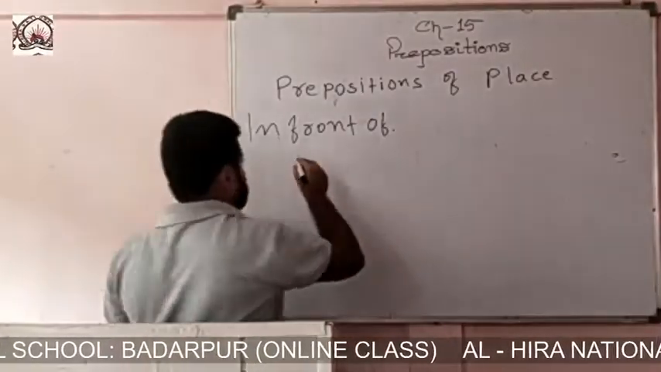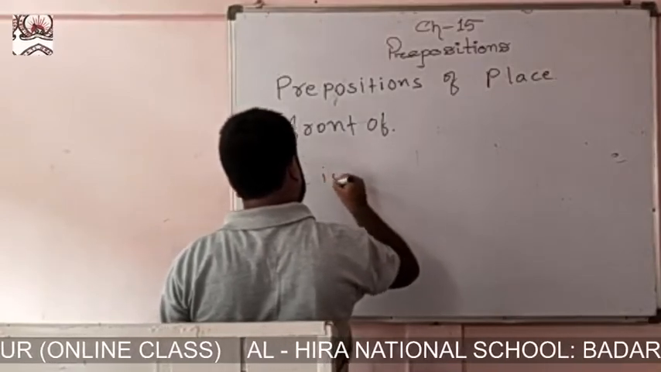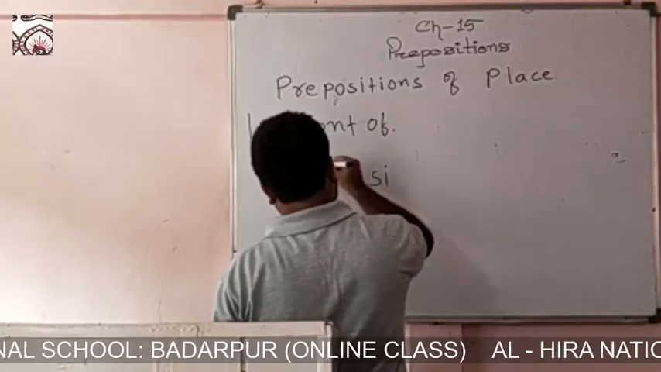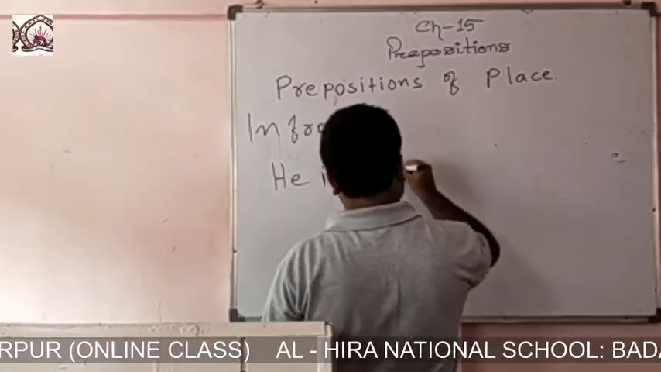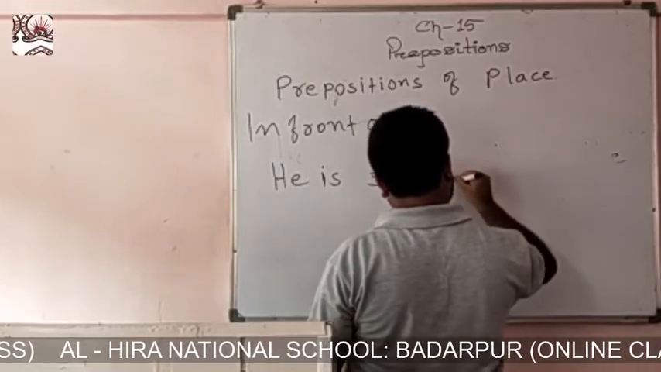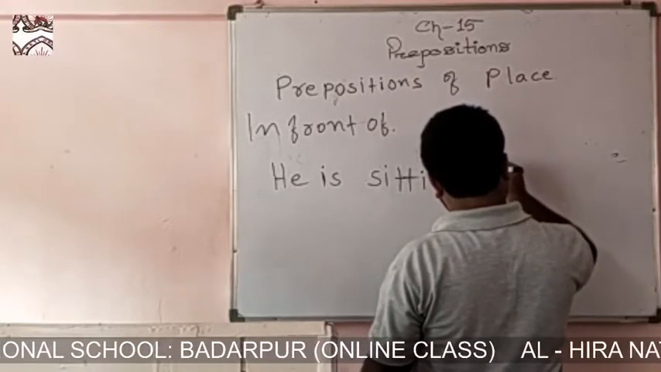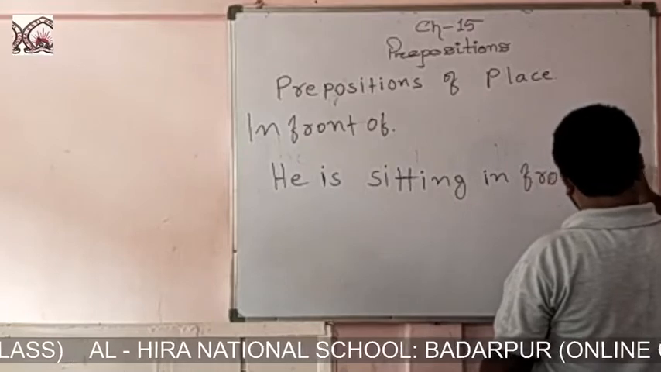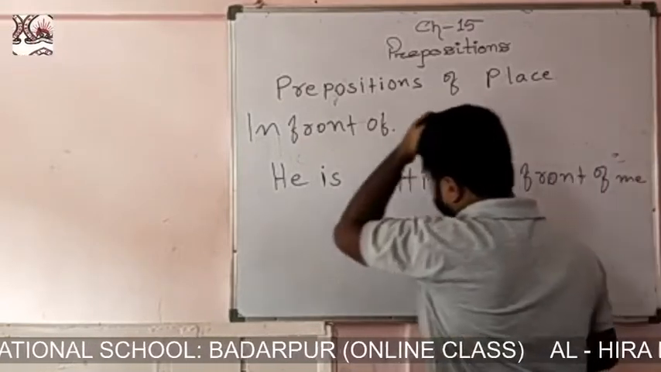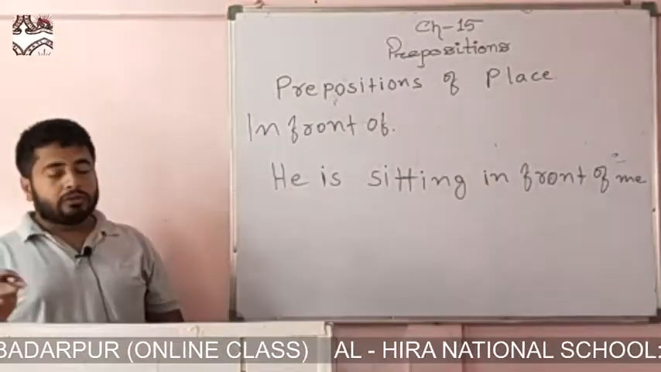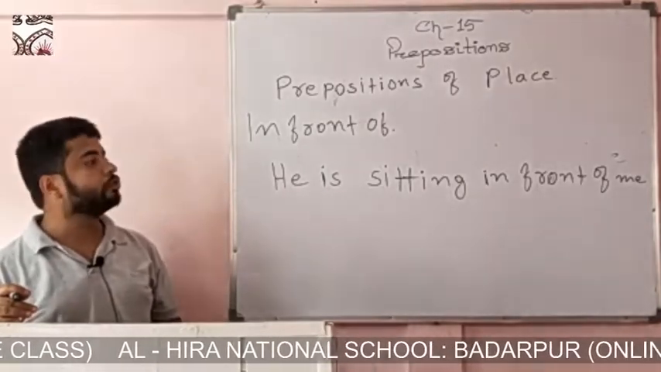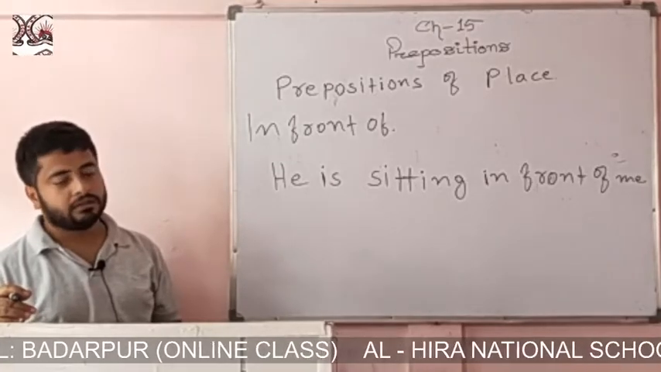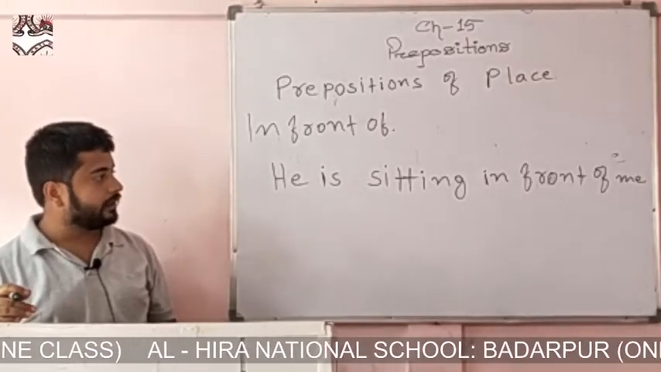For example, he is sitting in front of me. He is sitting in front of me. So where or when to use in front of? We use it to describe something which is directly before us. Let me cite you another example.